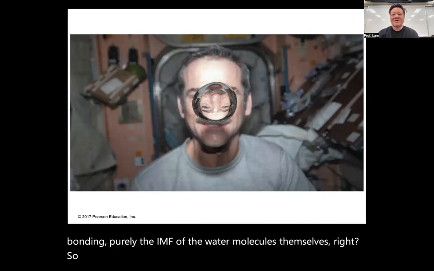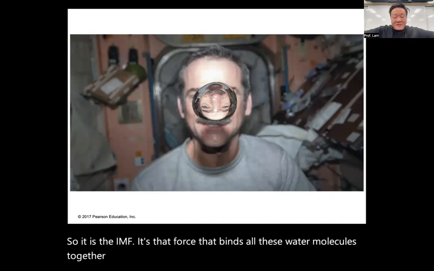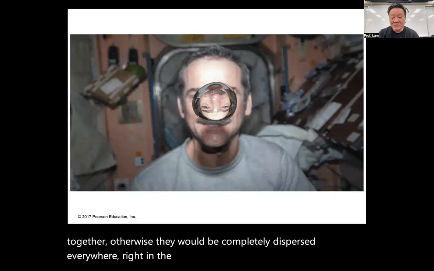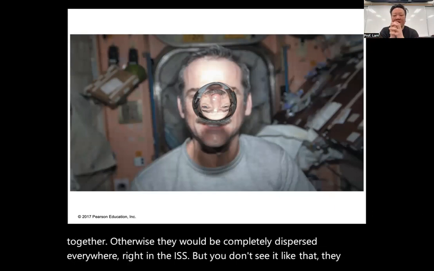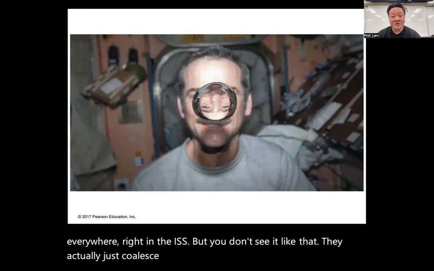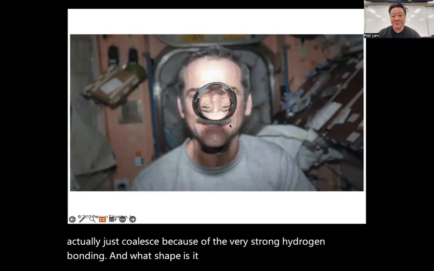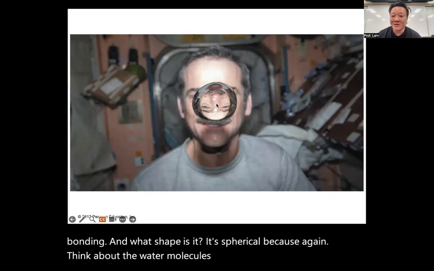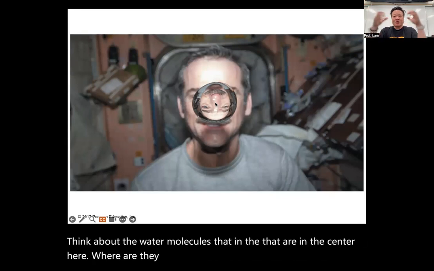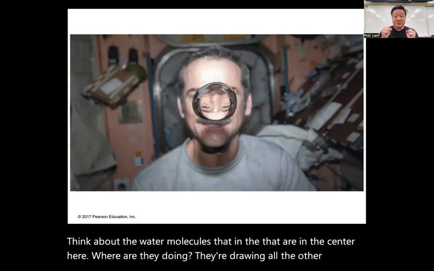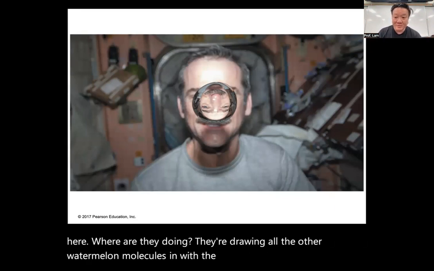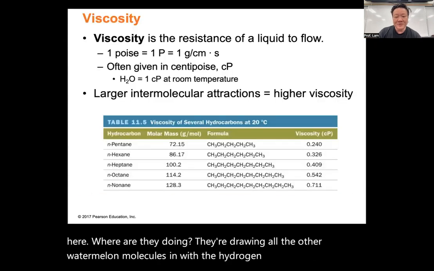So it is the IMF, it's that force that binds all these water molecules together. Otherwise, they would be completely dispersed everywhere, right? In the ISS. But you don't see it like that. They actually just coalesce because of the very strong hydrogen bonding. And what shape is it? It's spherical. Because again, think about the water molecules that are in the center here. What are they doing? They're drawing all the other water molecules in with the hydrogen bonding. Right? So pretty cool, pretty remarkable, right?